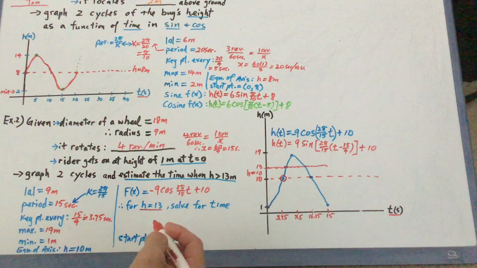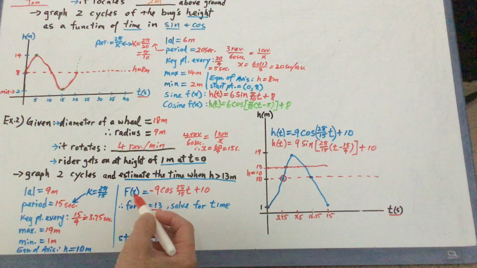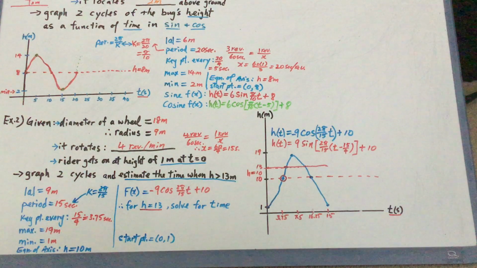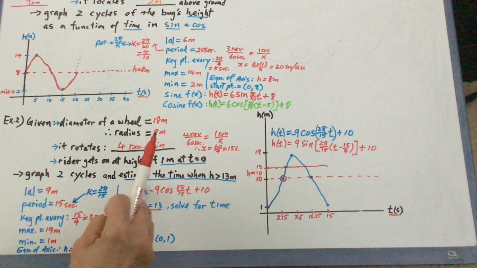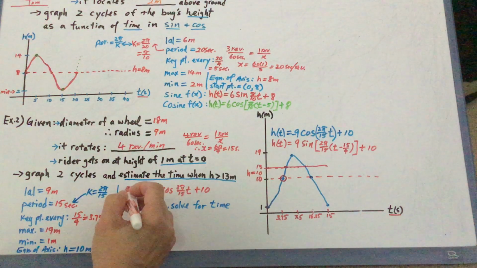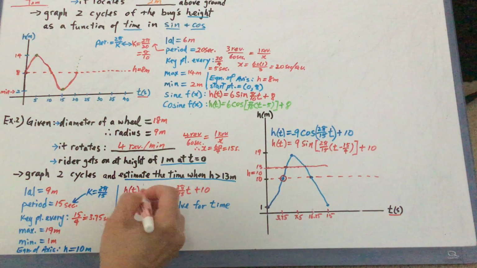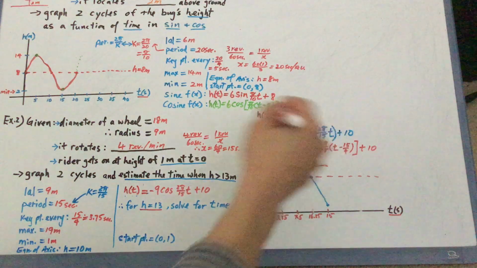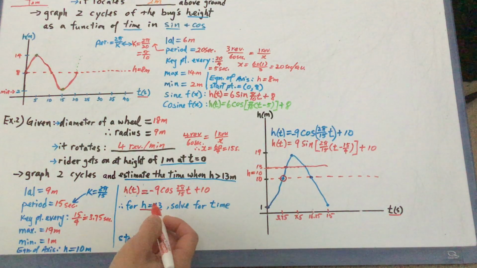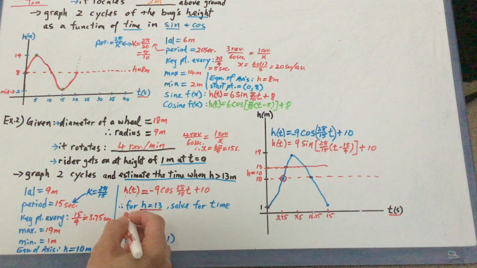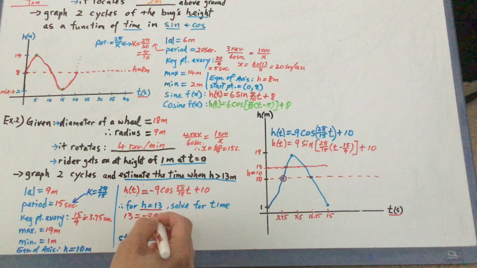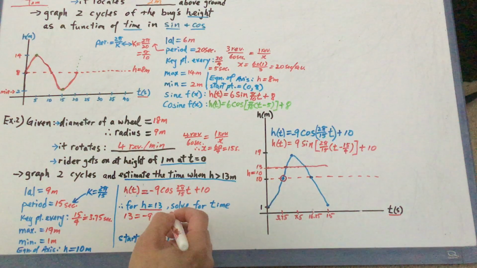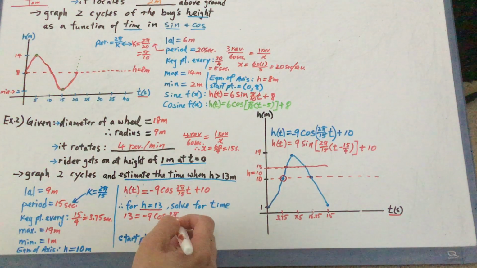In order to solve for that, I want to make sure that you understand that the function is not f of x, but really h of t equal to that, same as what I have over here. So when you know that the height is 13, all you have to do is replace the height with 13, and then you're going to solve for the time.